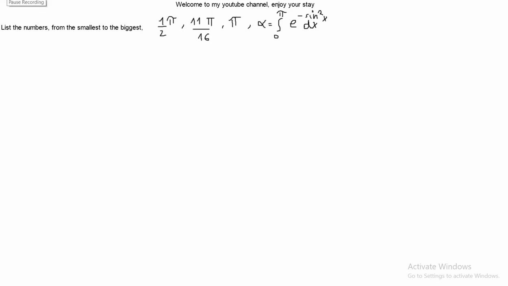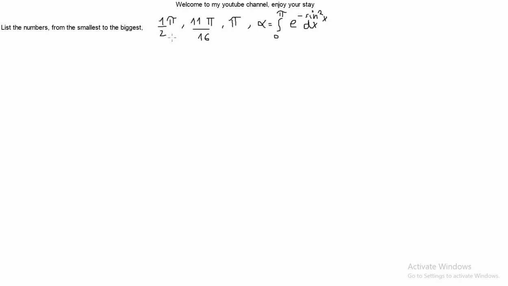In this video, we are asked to list the numbers from the smallest to the biggest. So we have π/2, 11π/16, and this integral. The first thing you can see is that this integral cannot be evaluated directly. There is no elementary antiderivative of e to the negative sine squared of x. So we need to approximate the integral somehow in order to get those numbers listed.